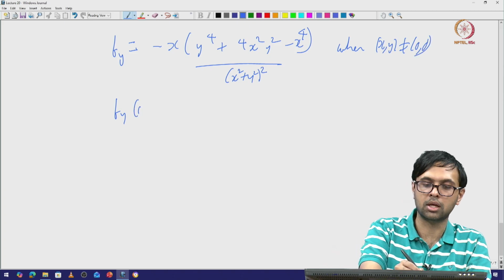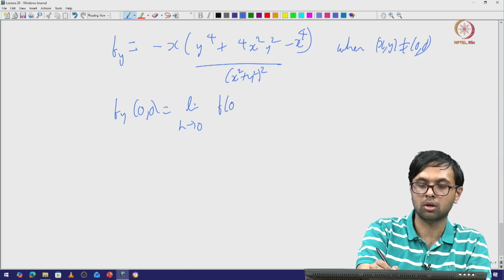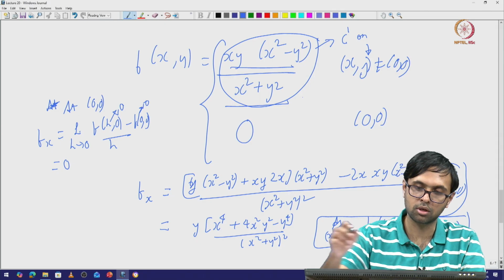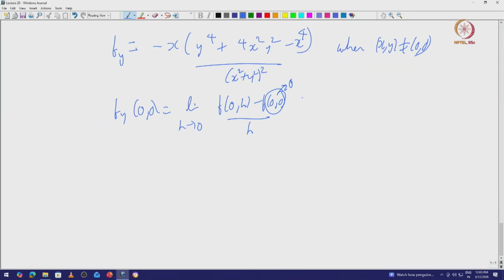What of the case when (x, y) is 0? It's the limit as h goes to 0 of f of (0, h) minus f of (0, 0) divided by h. This is 0. What about f of (0, h)? Well, if you substitute x to be 0, you'll get 0. So happily enough, this is 0. Now the claim is the limit as (x, y) goes to (0, 0) of fy of (x, y) is 0, which is fy of (0, 0). Let's assume these claims for the moment.